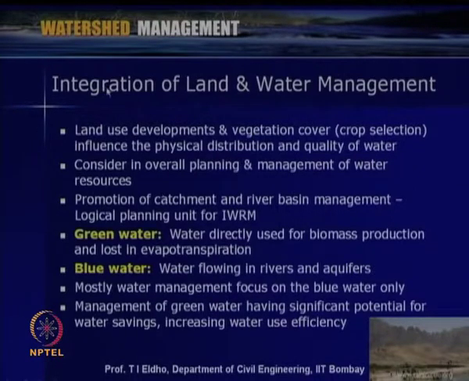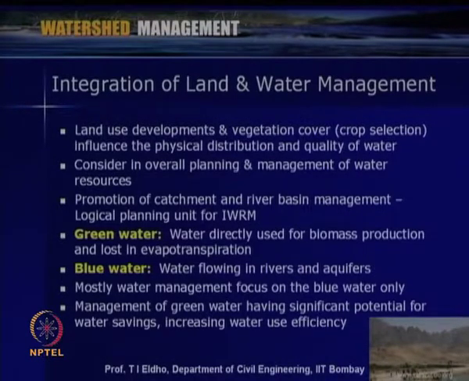So, as far as water utilization is concerned, we can classify into green water and blue water. Green water is the water directly used for biomass production, and in this process the water is lost as evapotranspiration. And blue water means water flowing in rivers and aquifers. Most of the time when we discuss water resource management, we will be discussing water management with a focus on blue water only.